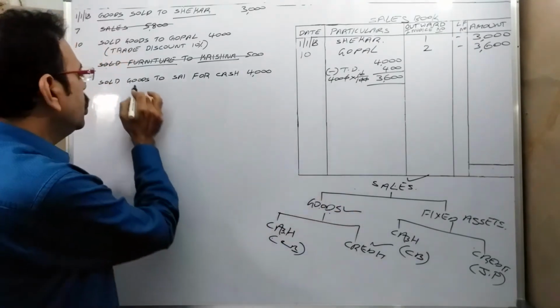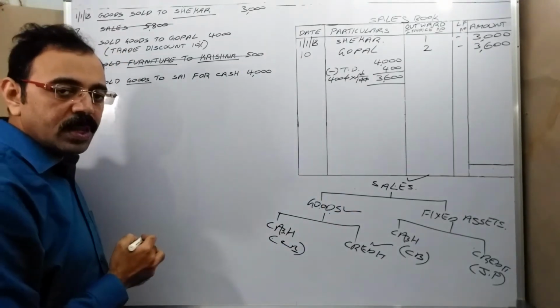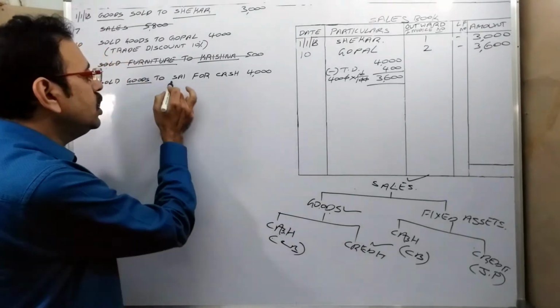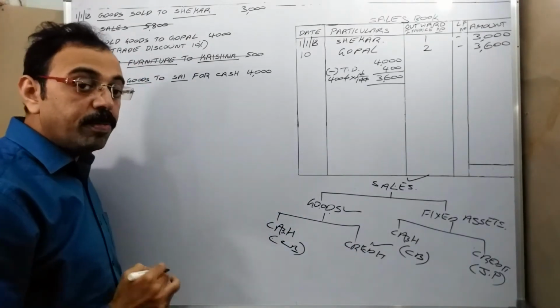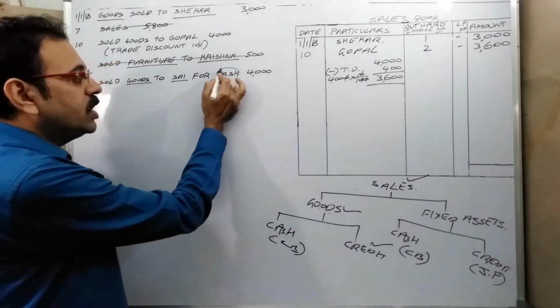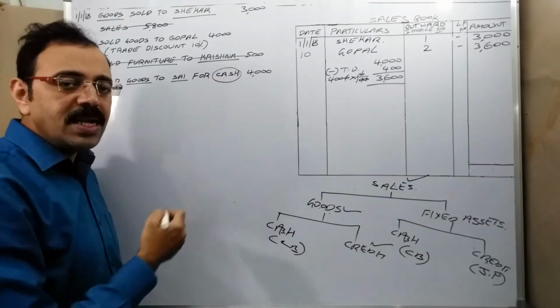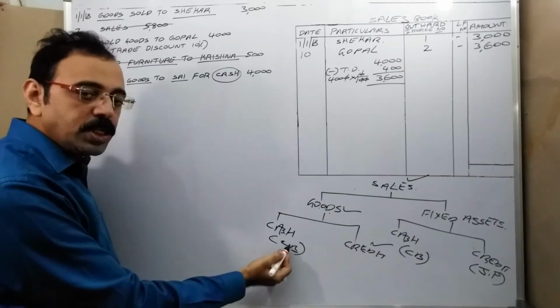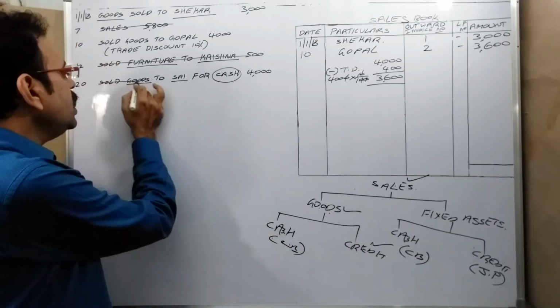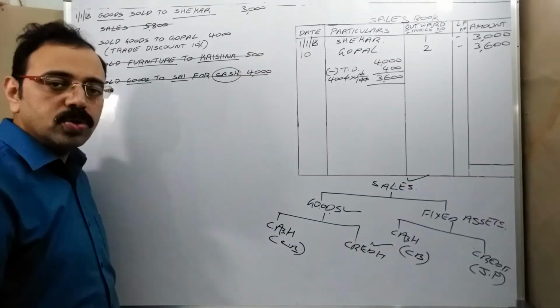Next one, sold goods to Sai for cash. What are we selling? Goods. Okay. Person name is also given. Okay. But it is clearly saying that we sold the goods for cash. Then it is a cash transaction. It goes in the cash book. We should not consider even this transaction also.